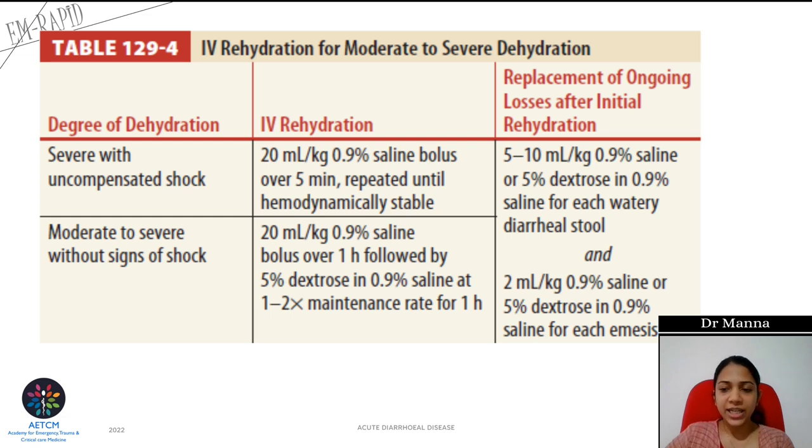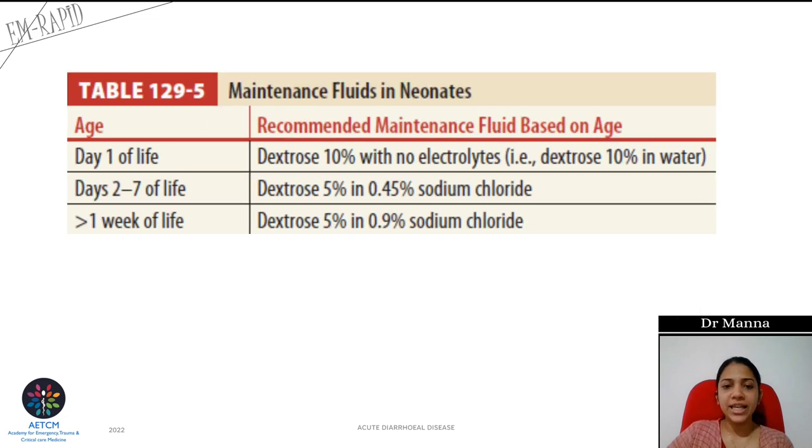And if the child is having some electrolyte disturbances or hypokalemia, then we will have to correct the potassium also. And with each ongoing loss, that means diarrhea or vomiting, we will have to correct that also. And in neonates, I'm just telling the fluid of choice, we can give 10% dextrose with no electrolytes.